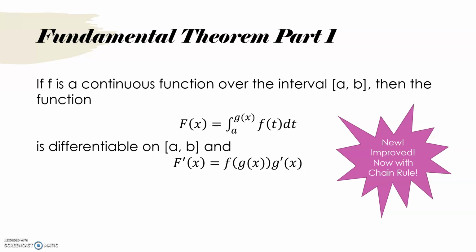Maybe we're not just going from a to plain old x. Maybe we're going from a to some function of x. Well, if that's the case, then you just have to do the chain rule. Just like we always do, if we know the derivative at x and we want to figure out the derivative of f of g of x, then we have to apply the chain rule. So this is a chain rule situation when our limit of integration is not just a plain old x, but it's a function of x.